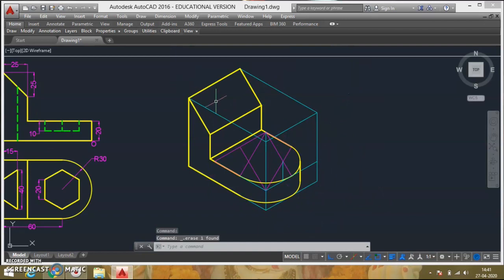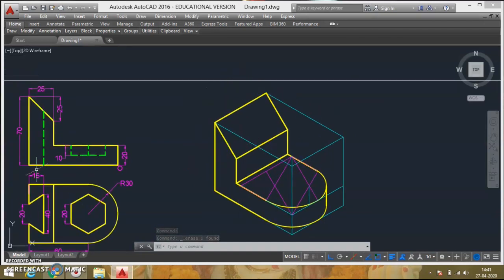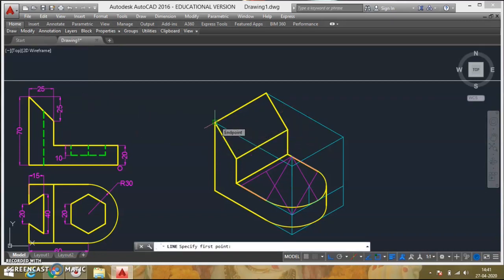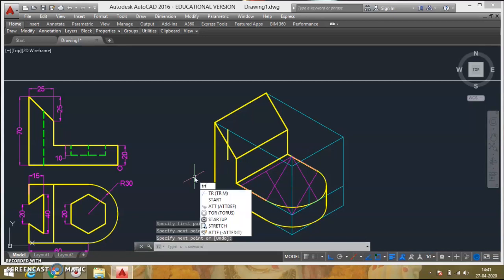So this is done. Now next thing is to get the slot, this slot here. To get that slot here, you have to basically prepare that slot here and then project it down. So what I'll do is I'll take a line command. From here I'll go on this side for 15 mm, 15, and you just go down till it intersects that inclined line. So you got that intersection.